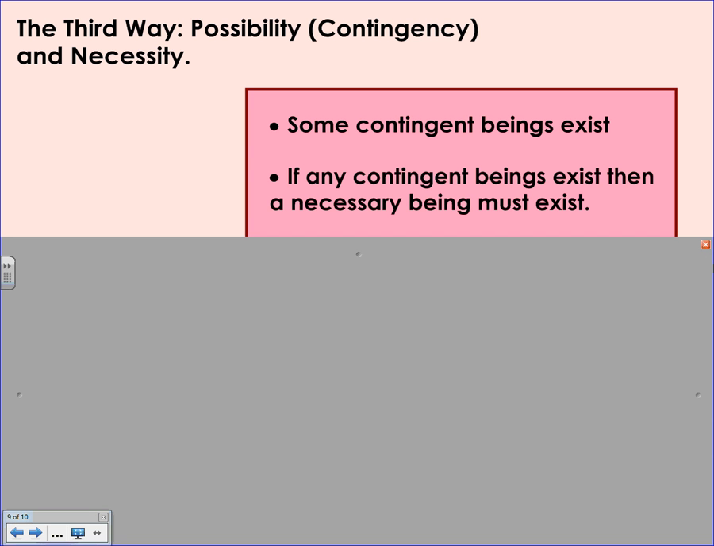Now here, a necessary being is a being that cannot not exist. A necessary being is a being that must exist, is infinite, has no beginning, has no end, is not dependent on anything else for its existence. And it's only through the existence of a necessary being that any contingent beings can begin at all. Because without that necessary being, there could never be a contingent being come into existence.